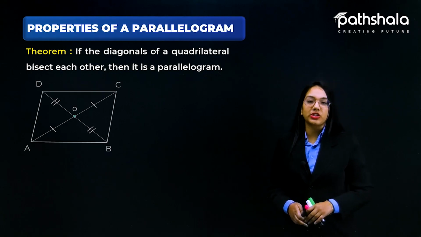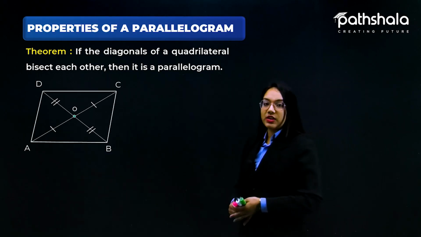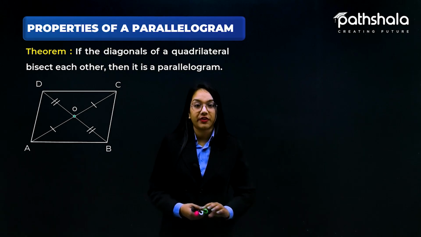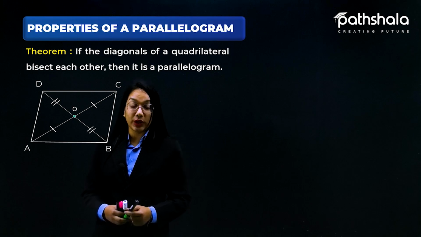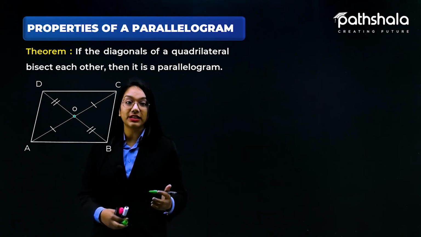So let us start with the figure. As you can see over here, I have taken this quadrilateral in which the diagonals are bisecting in such a way that OA is equal to OC and OB is equal to OD. Now I have to prove that ABCD is nothing but a parallelogram.